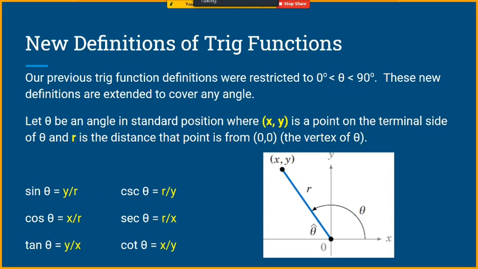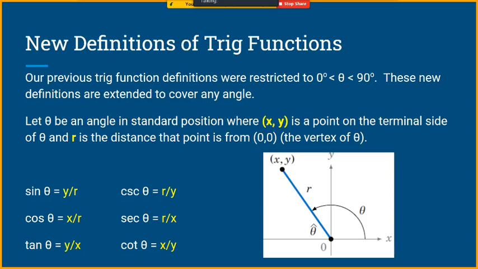When we use the reference angle, that allows us to redefine SOHCAHTOA as sine is y over r, cosine is x over r, tangent is y over x, where x and y is a point on your terminal side, and r is the distance that that point is from the origin. Cosecant is the reciprocal of sine, secant is the reciprocal of cosine, cotangent is the reciprocal of tangent. These allow us to take the trig function of any angle outside of the range between 0 and 90.